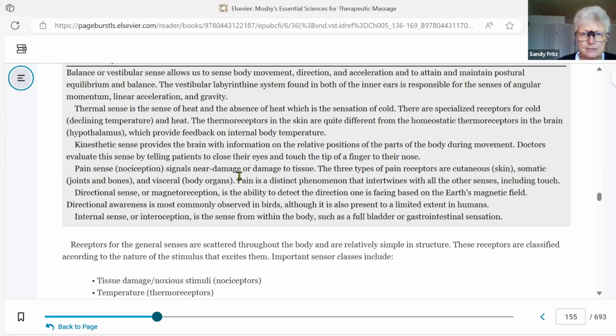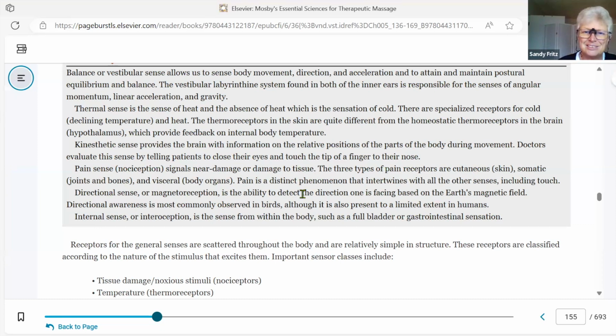Our pain sense, pain is very important. It is protective. It lets us anticipate the potential for damage or actual damage. Pain is a distinct phenomenon and it intertwines with all the other senses, including touch. And that's why we spend so much time trying to sort that out.